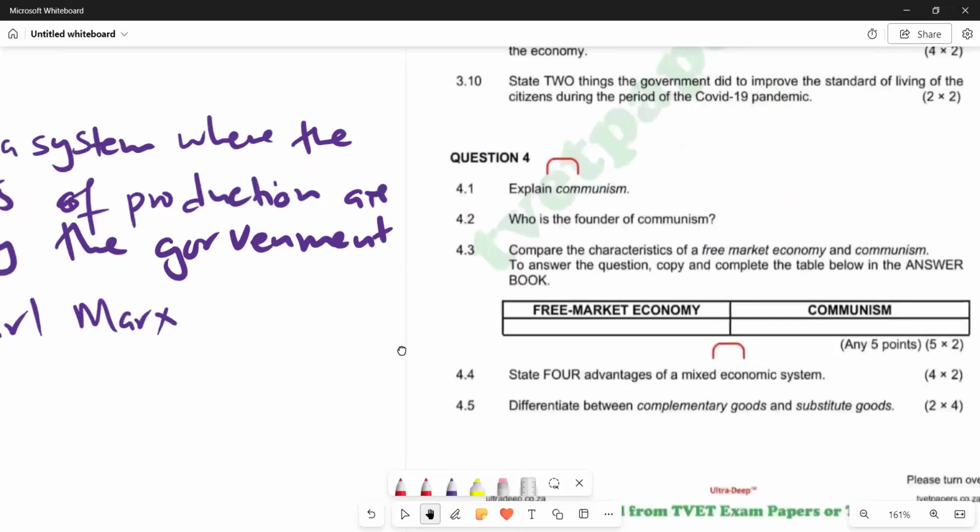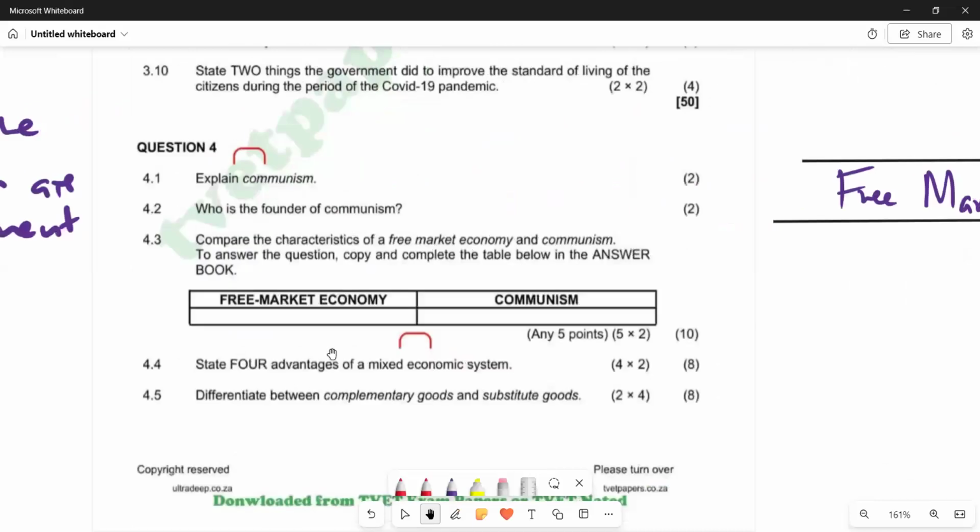Then we go to 4.3. 4.3 says compare the characteristics of a free market economy and communism. To answer the question, copy and complete the table below in the answer book. So we are given a table in the answer book, whereby we have a column for free market economy and a column for communism. And we are going to compare the characteristics of the two.